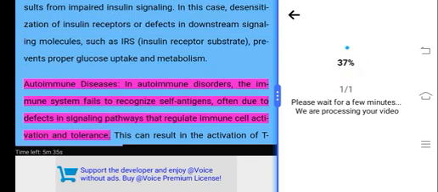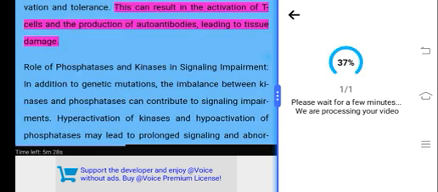Autoimmune diseases. In autoimmune disorders, the immune system fails to recognize self-antigens, often due to defects in signaling pathways that regulate immune cell activation and tolerance. This can result in the activation of T cells and the production of autoantibodies, leading to tissue damage.